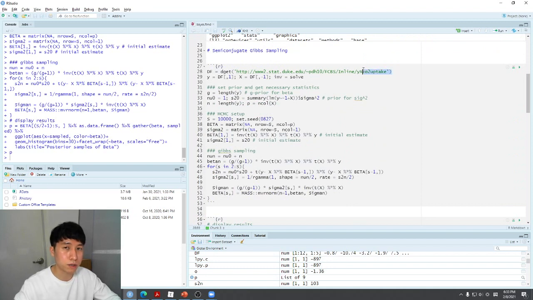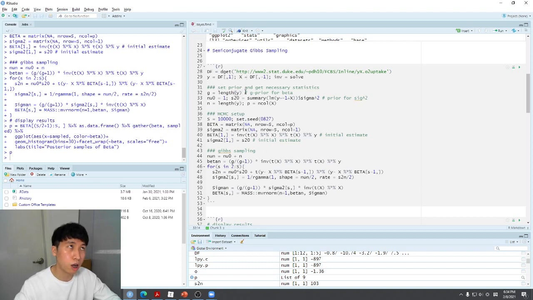The data from this textbook are available at the website of the book, and I just get the URL of one of the datasets. Once you import the data, you allocate the variable y and design matrix x, right?